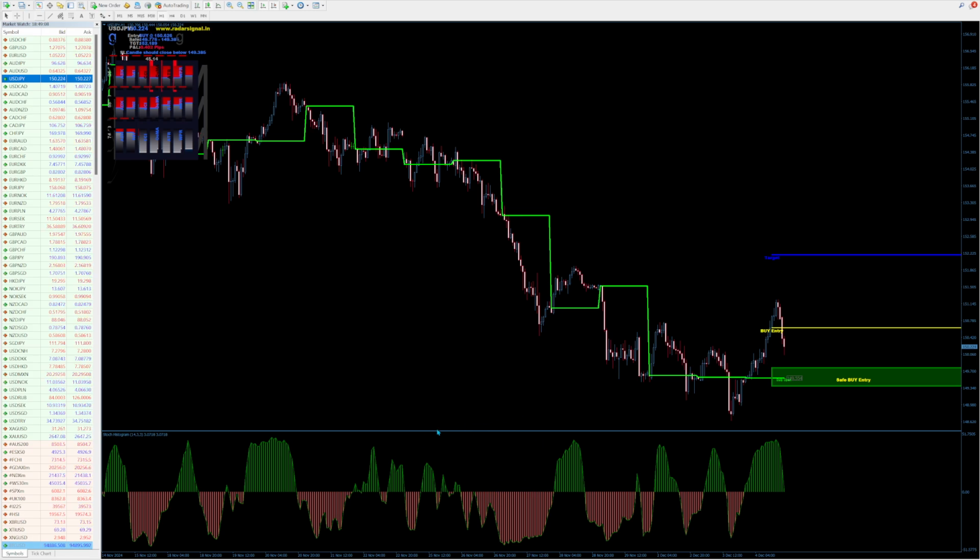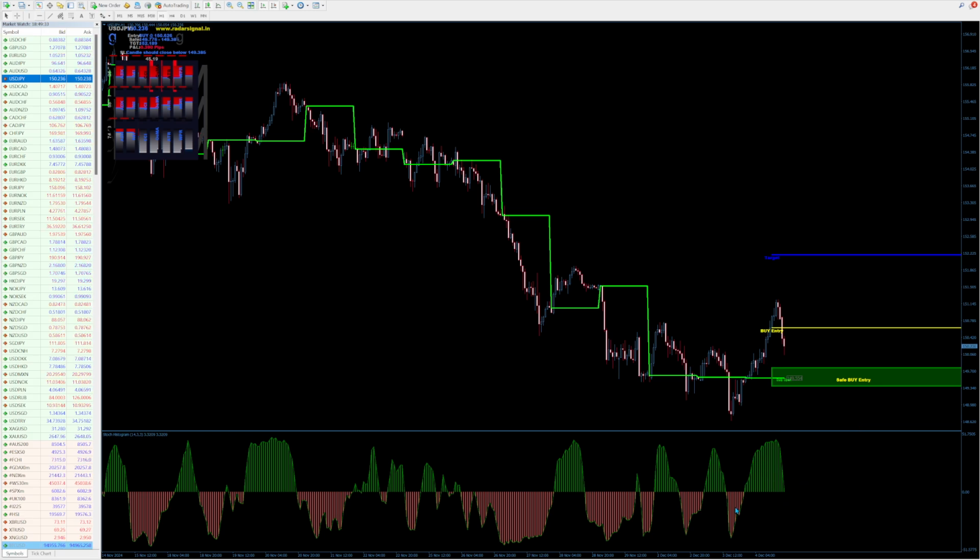We have the histogram. Okay, we have the panel up here which gives us the strength of the trend and the direction. You also have the entry points and the profit targets, but we have them displayed nicely on the chart as well. So you've got your safe buy entry zone here, your buy entry there, and your target. Okay, the histogram below there.